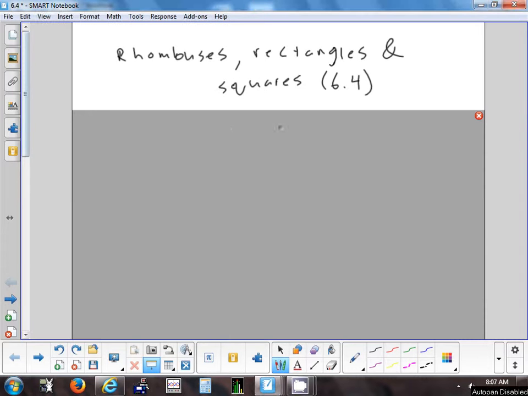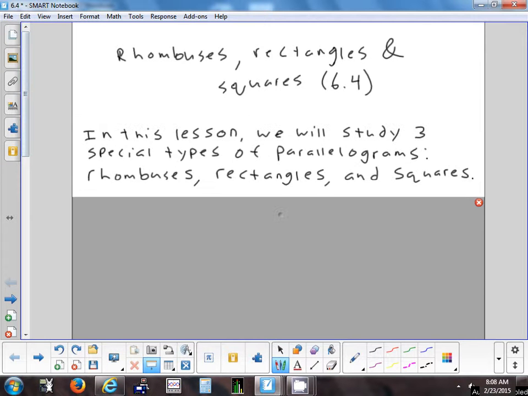All right, so today we're going to look at section 6.4, which is on three special shapes that all fall under parallelograms: rhombuses, rectangles, and squares. Any properties we already know about a parallelogram automatically apply to rhombuses, rectangles, and squares.